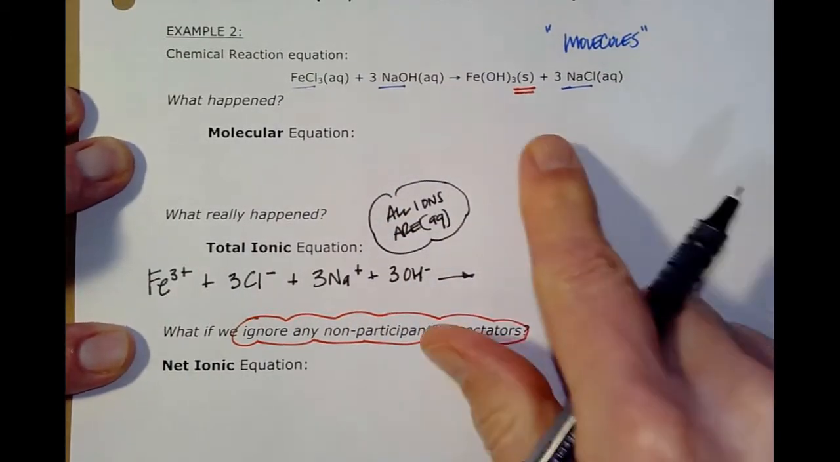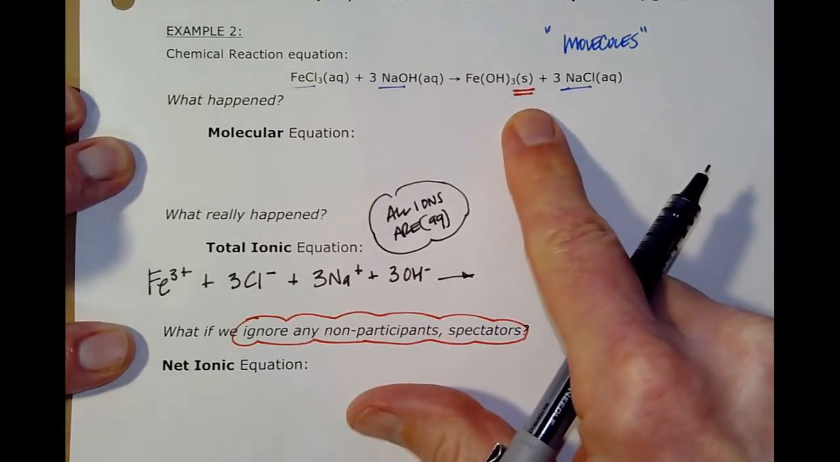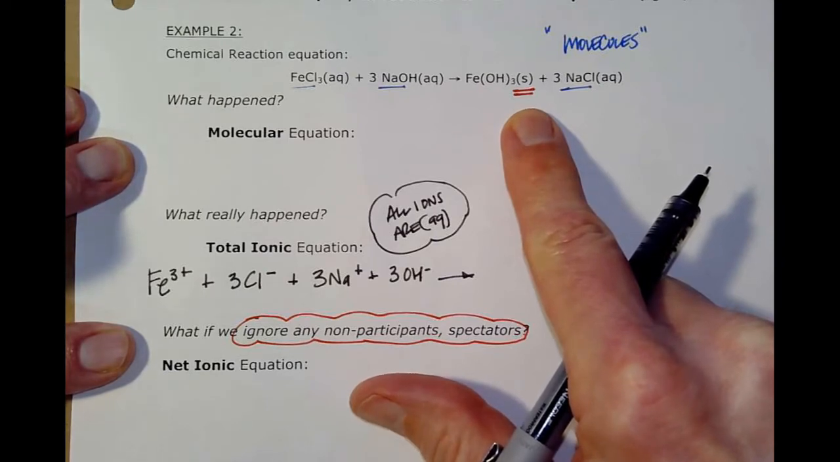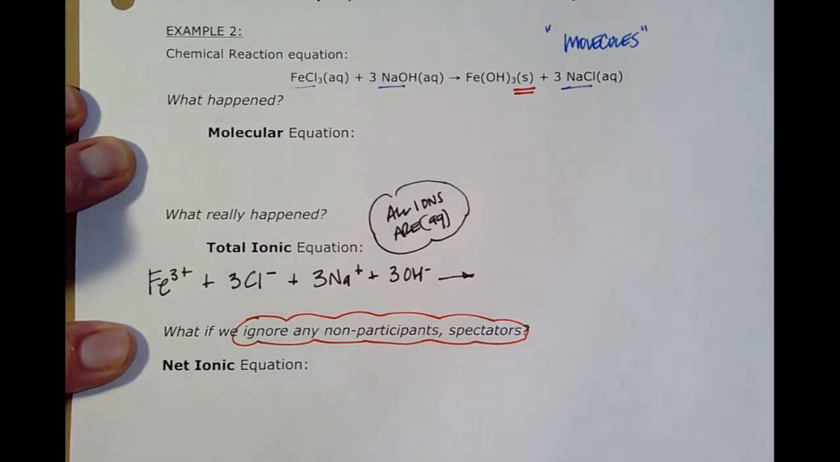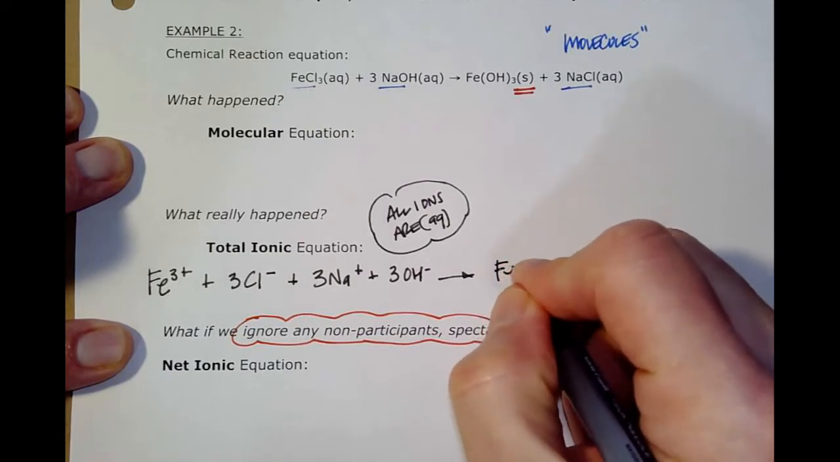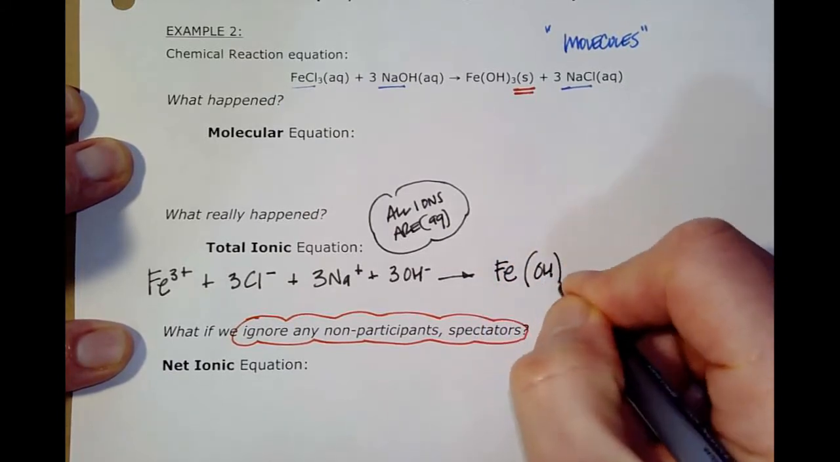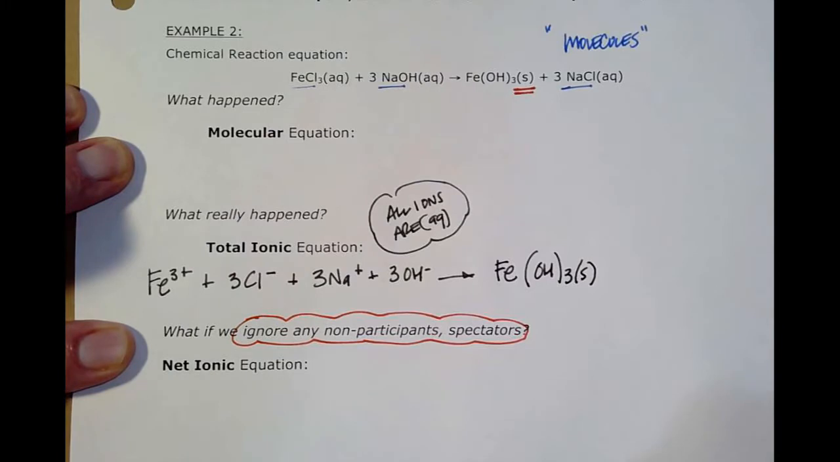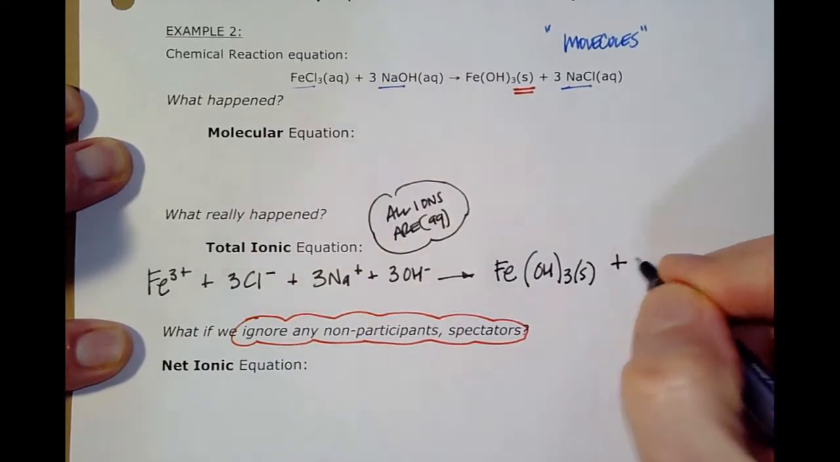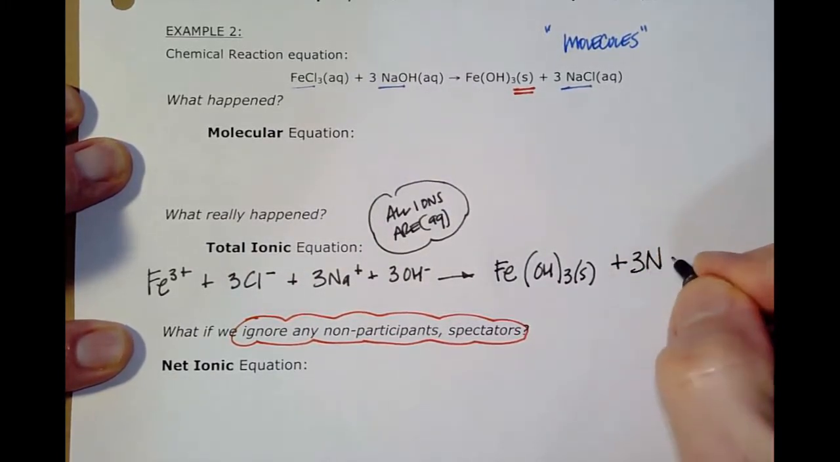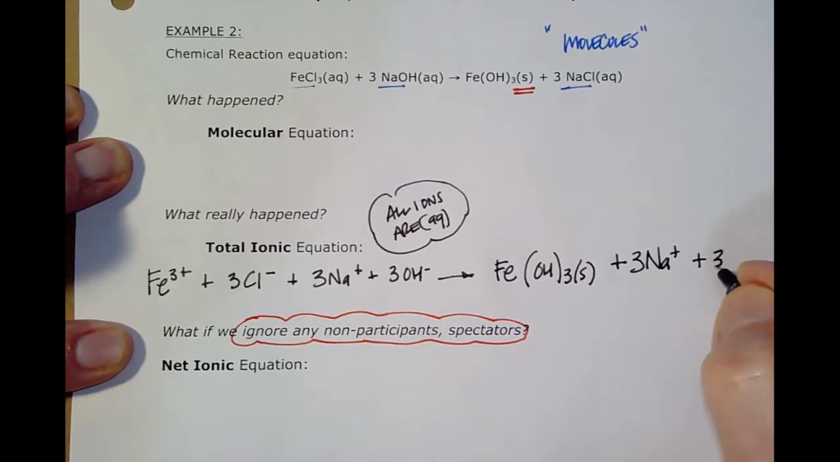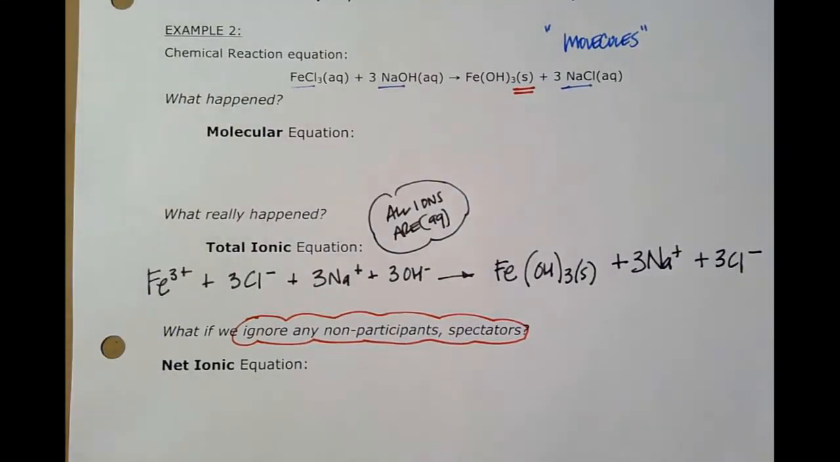On the other side, I've got iron 3 hydroxide. It's a solid. If we looked at our solubility rules, we'd see it's not water soluble. So that one's treated differently. And then I've got the 3 sodium chlorides. There's my total ionic equation. And sort of taking those formulas and saying, well, that's not really what's in the water. What's really in the water is iron 3 ions, chloride ions, etc.